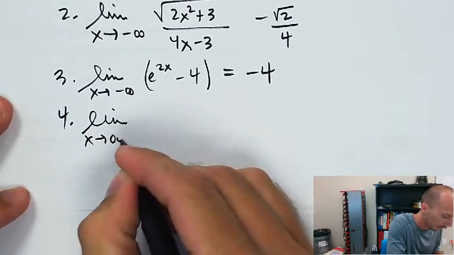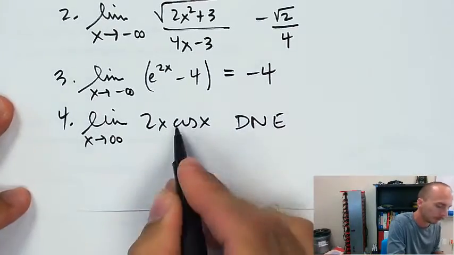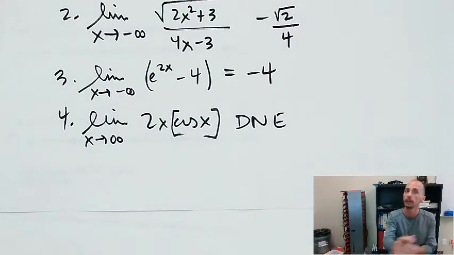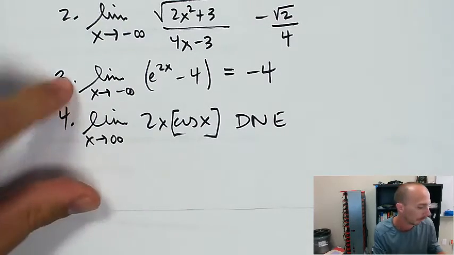The limit as x approaches infinity of 2x cosine x fails to exist. Nothing specific is happening with cosine as x goes to infinity. It's oscillating back and forth between negative 1 and 1, so you could say that doesn't exist due to oscillation. That's kind of one of the rare ones in this class where we actually have a limit not existing due to oscillation. All right, number 5.